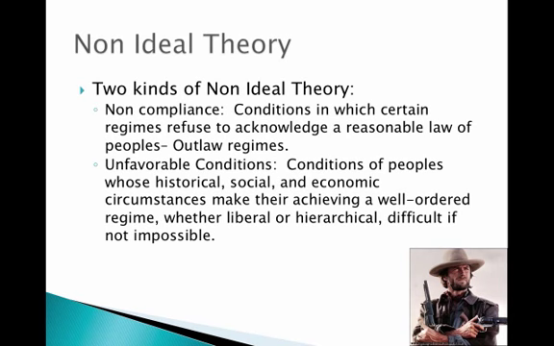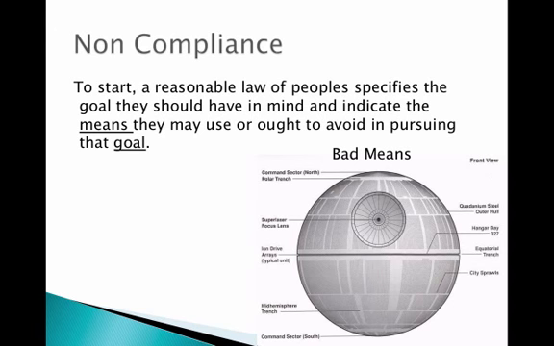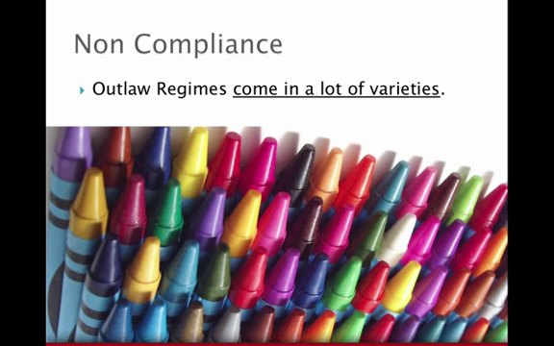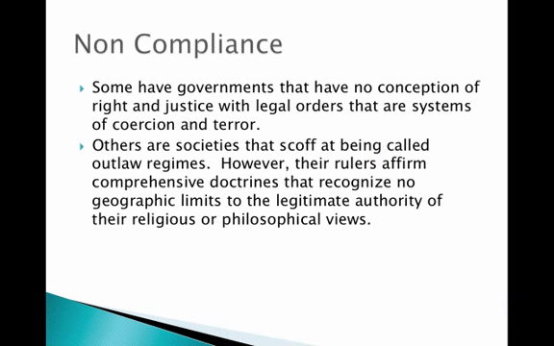Okay, so we'll start with non-compliance. According to Rawls, a reasonable law of peoples will specify the goal they should have in mind and indicate the means they may use or ought to avoid in pursuing that goal. Okay. The Death Star would be an example of a bad means. He notes that outlaw regimes come in a lot of varieties, like crayons.